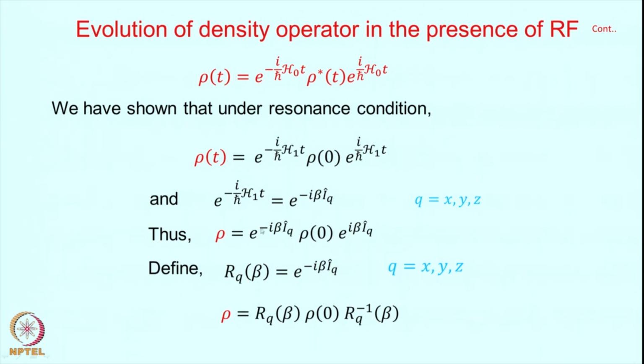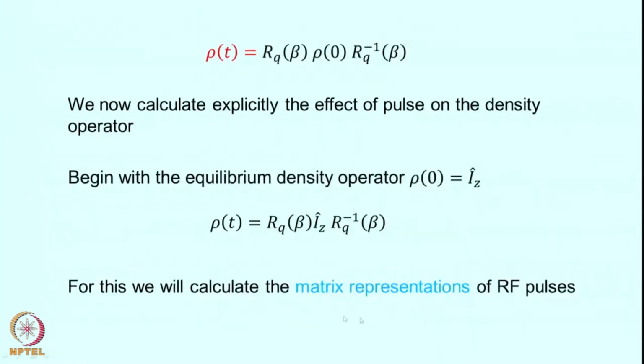And we now define this as the rotation operator, call it Rq(beta), equal to e to the minus i beta Iq, and q can be x, y or z. So therefore my rho is now Rq(beta) rho of 0 Rq to the minus 1 (beta). Okay. And that is the same equation here.